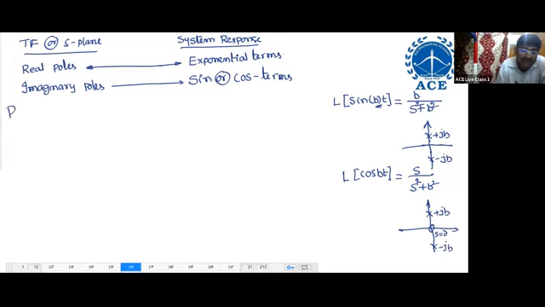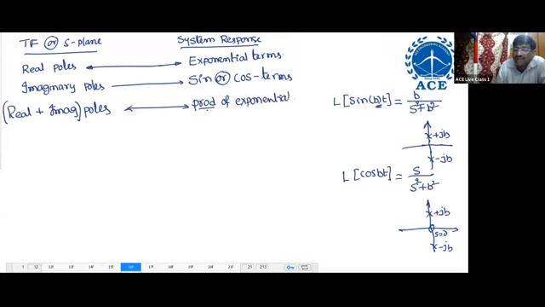Next, real plus imaginary poles, complex conjugate poles. Then what will we get? Product of exponential and sine or cos terms.